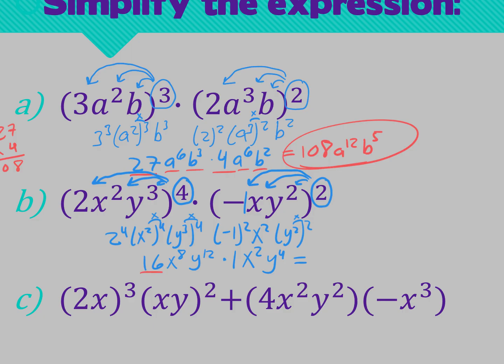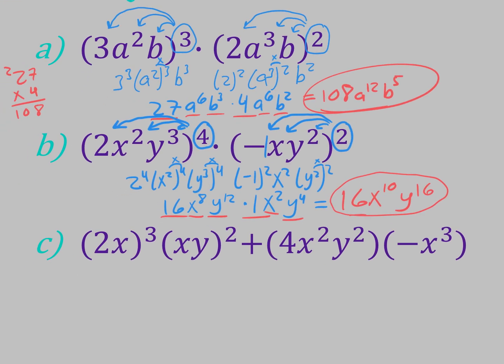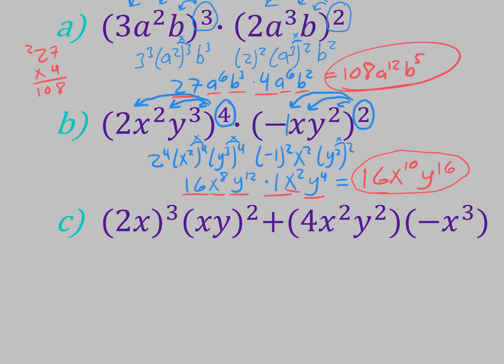And then just like before, coefficient with the coefficient, so I get 16. X with the x should get you x to the 10th. Y with the y is going to get you y to the 16th. Add those exponents and you get this as your final answer. Same exact thing with the next one, just rinse and repeat, same exact process. Do one step at a time.